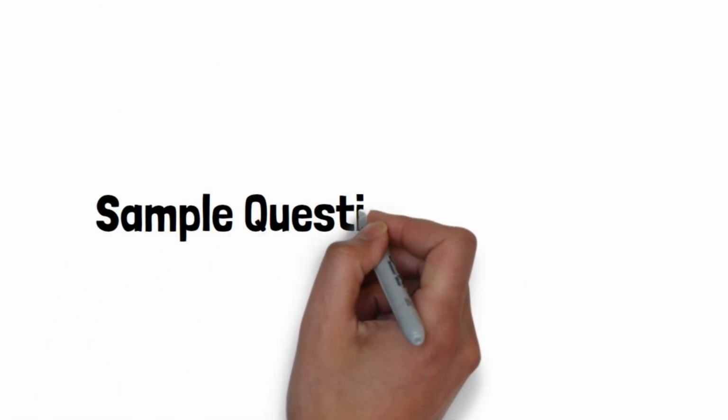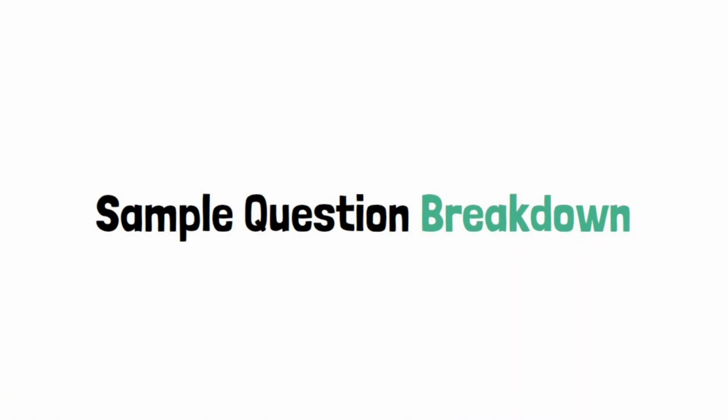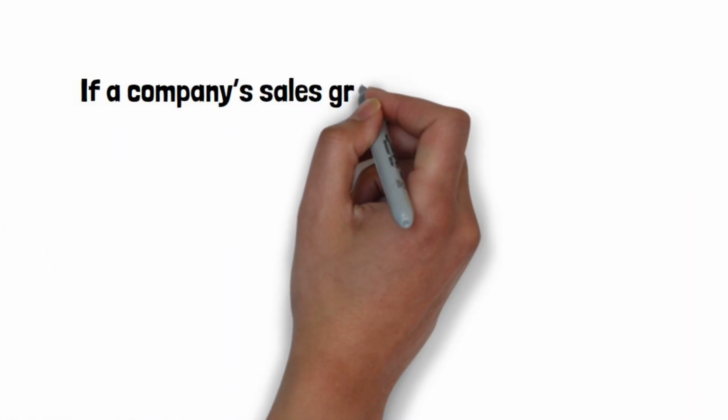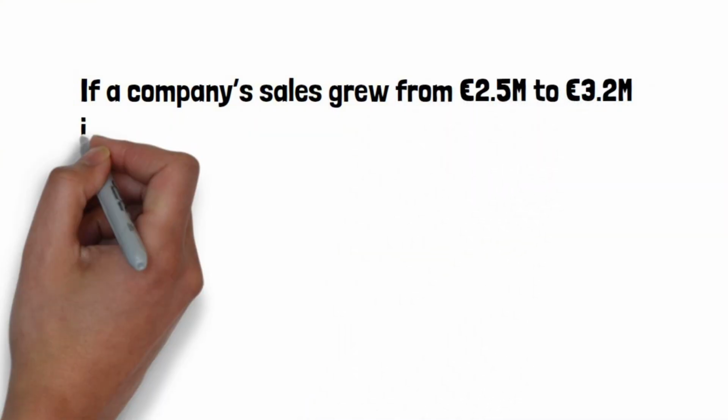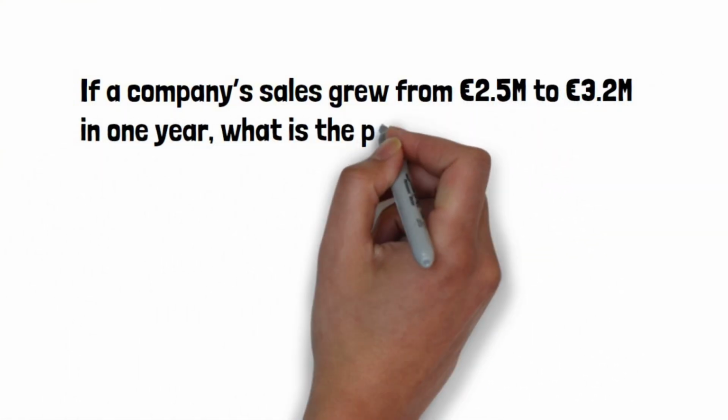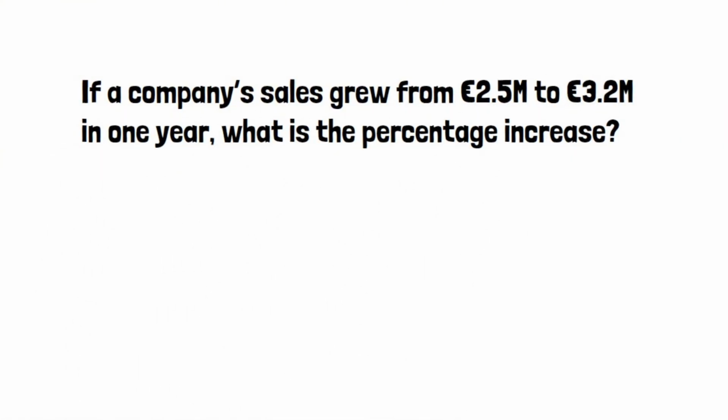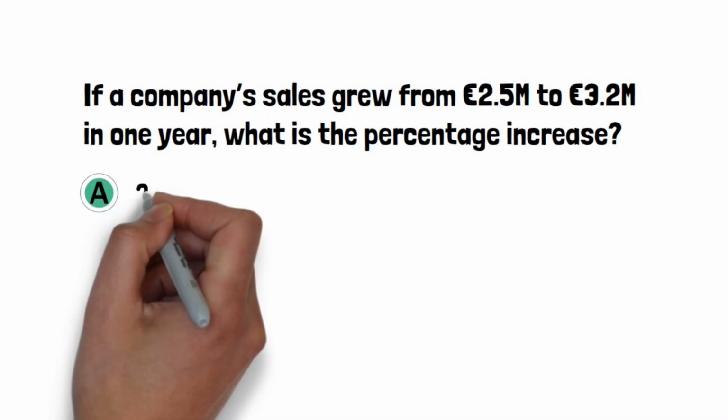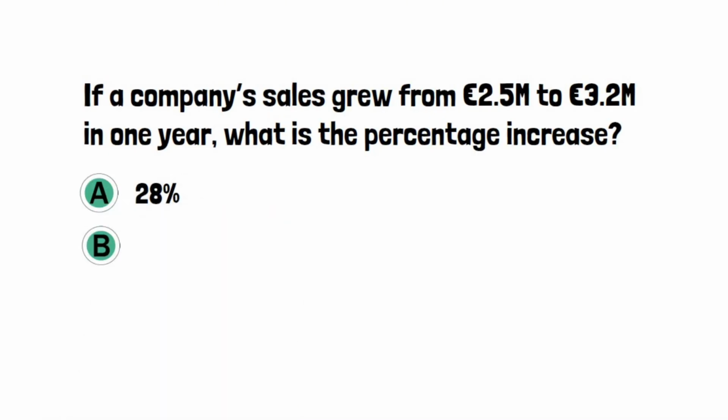Sample question breakdown. Here's a quick example. Sample question: numerical. If a company's sales grew from €2.5 million to €3.2 million in 1 year, what is the percentage increase? A. 28%. B. 25%. C. 30%. D. 22%.